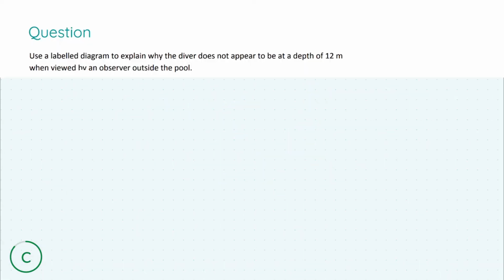Okay, so for the final part, we're asked to use a labelled diagram. So please label it, because you will lose marks, to explain why the diver does not appear to be at a depth of 12 meters when viewed by an observer outside the pool.